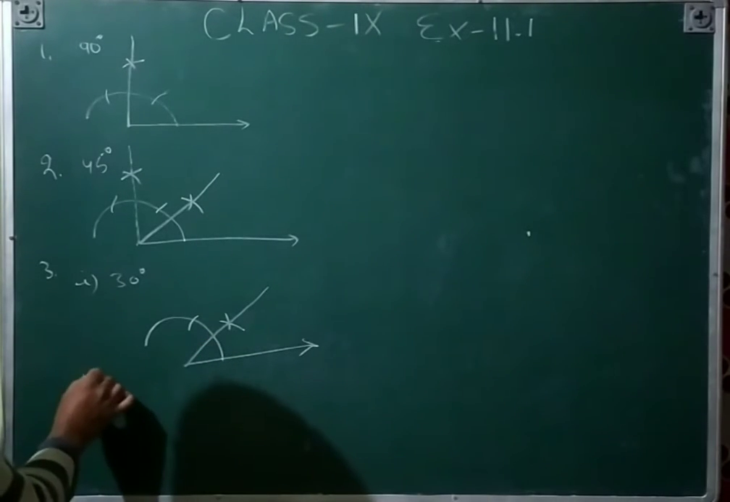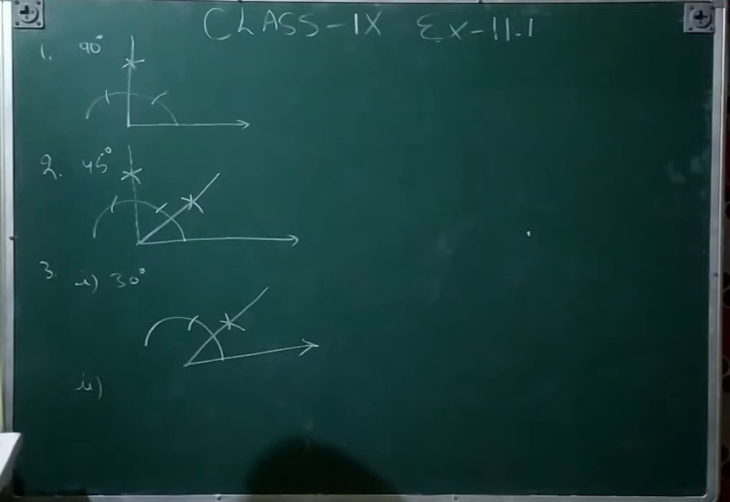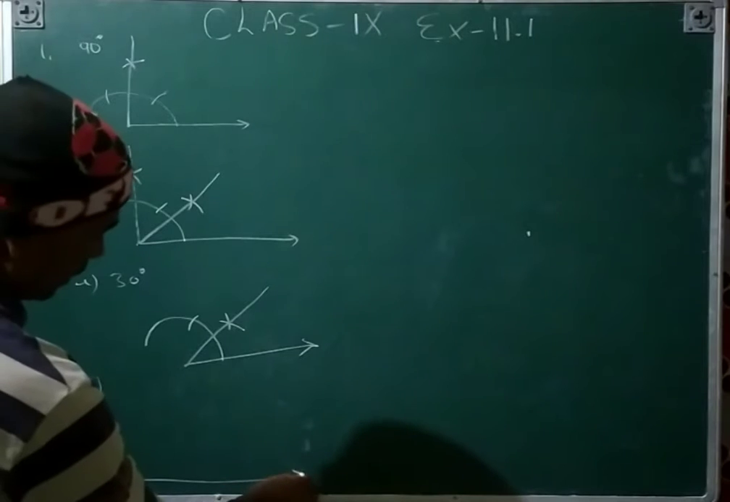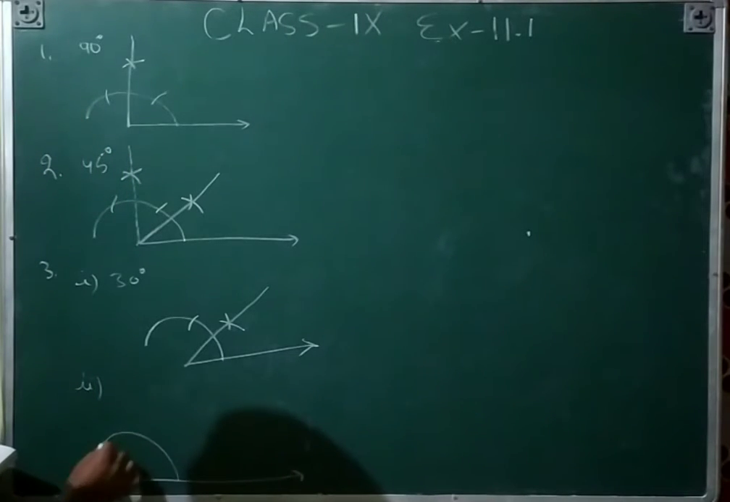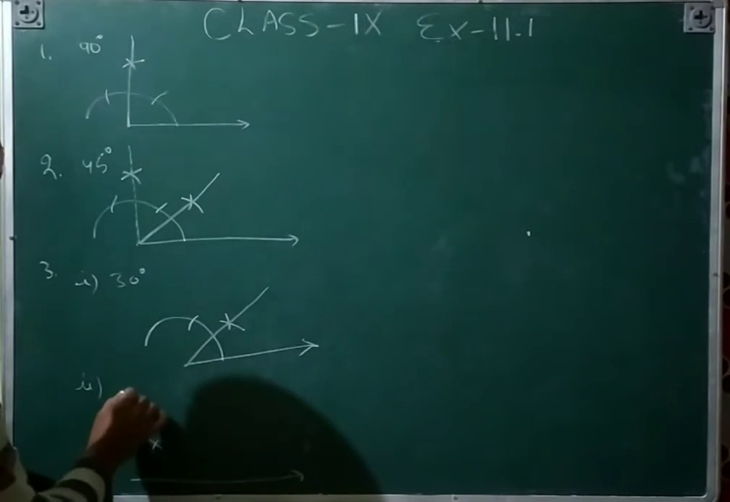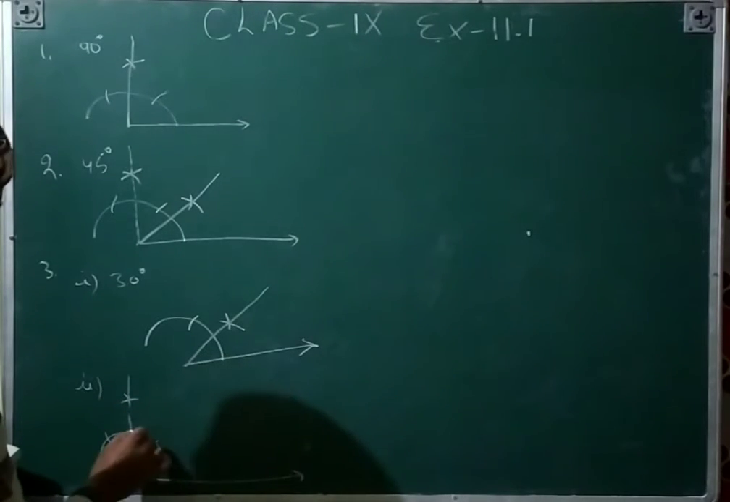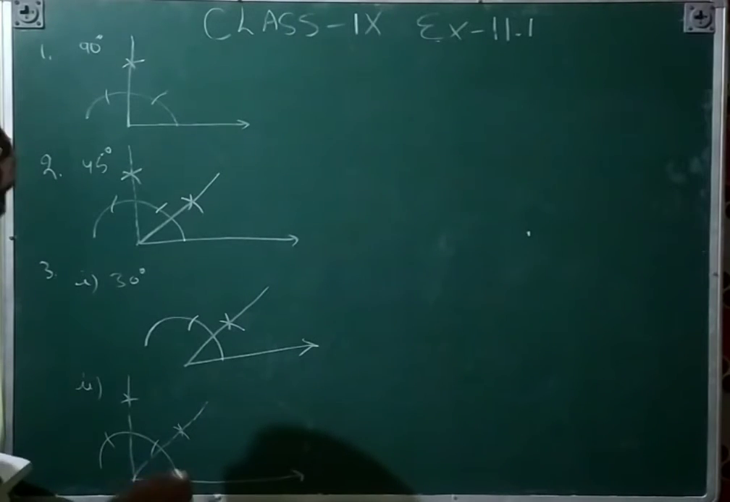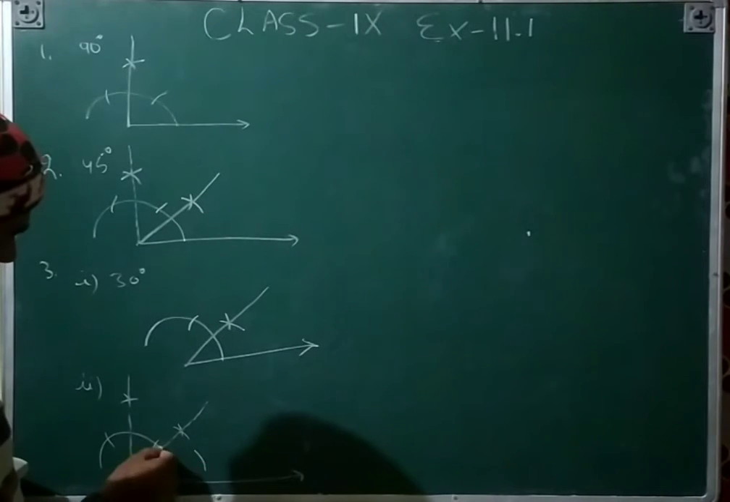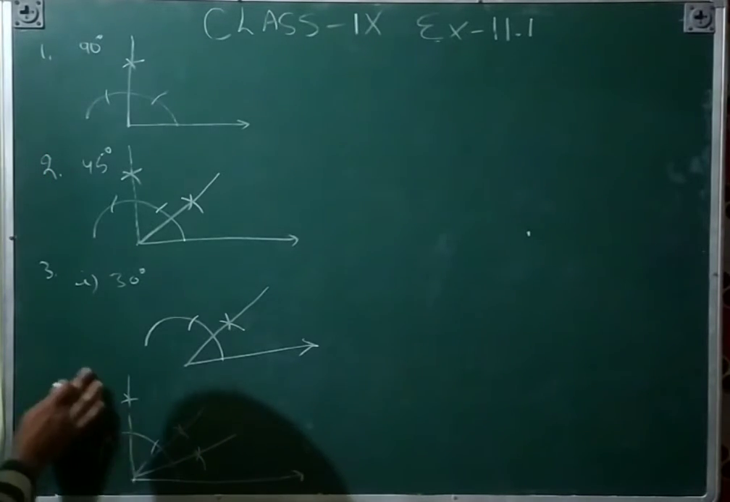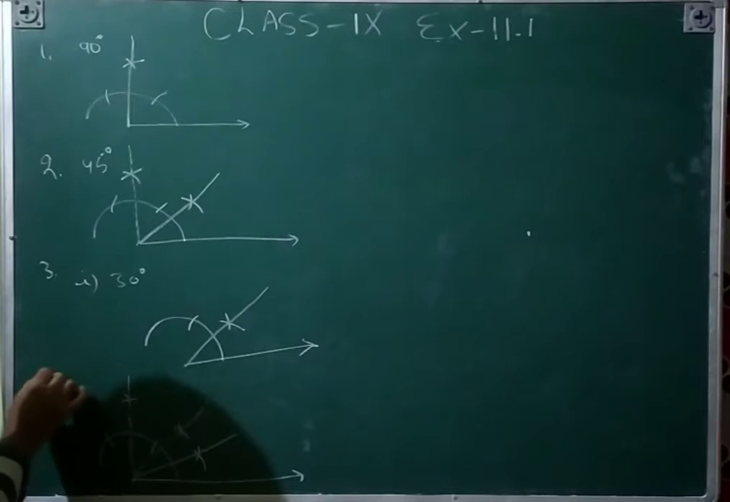And then 22 and a half degrees. First of all, you draw that 90 degree angle. You can do 90 degrees easily, and then 45 degrees is half of this from here. Then half of this one, from here and from here also, will be 22 and a half degrees.